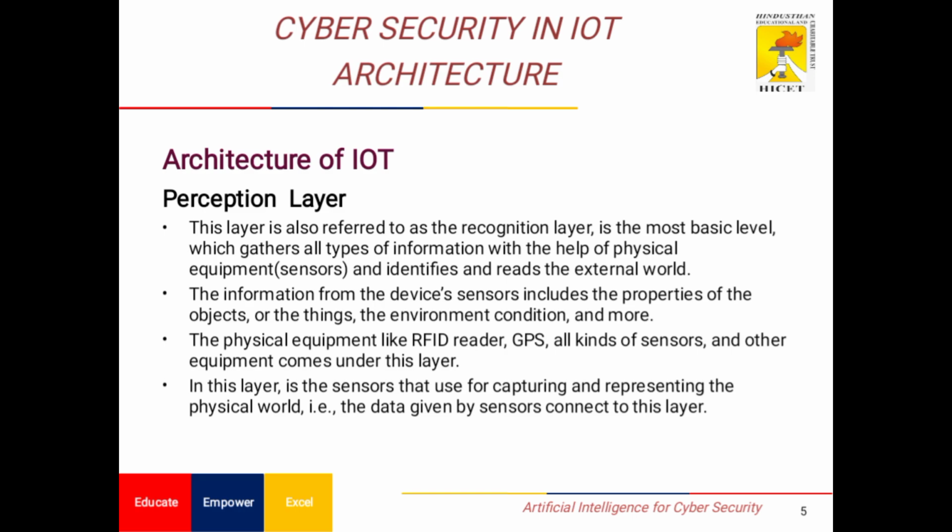The perception layer is also referred to as the recognition layer. It is the basic level which gathers all types of information with the help of physical equipment, that is sensors, GPS and other things, and identifies and reads the external world. The information from the device sensors includes the properties of the objects or things, the environment condition and more. Physical equipment like RFID readers, GPS and all kinds of sensors come under this layer. These sensors are used for capturing and representing the physical world, that is, the data given by the sensors connects to this layer.